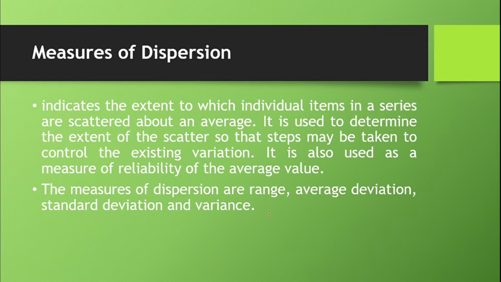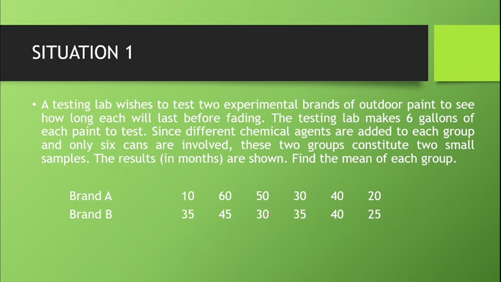There are four measures of dispersion that we're going to talk about today, which are the range, average deviation, standard deviation, and variance. So let us have situation one so that we can connect the use of standard deviation from the mean to the standard deviation. So, from the measure of central tendency, which is the mean, to the measure of dispersion. What's the use of measure of dispersion in this case? Okay, so let's have situation one.